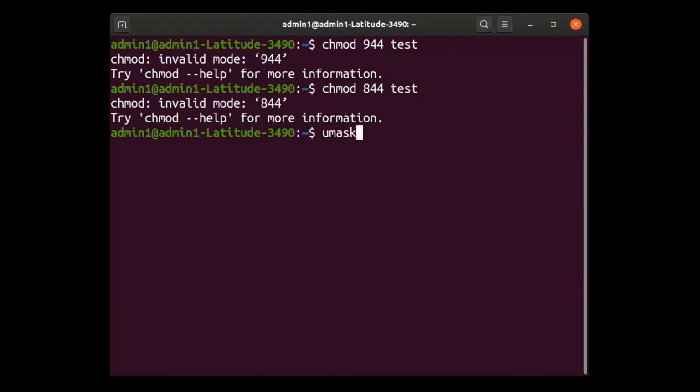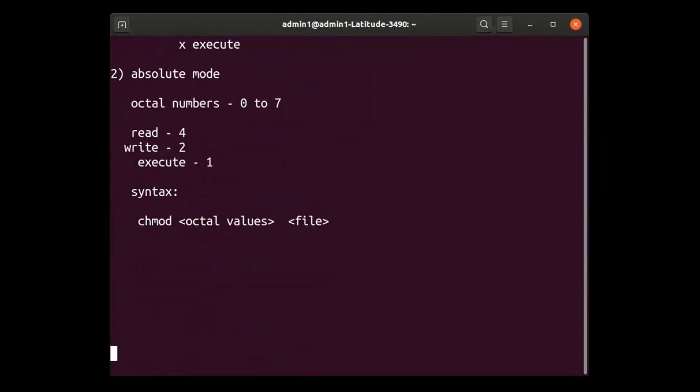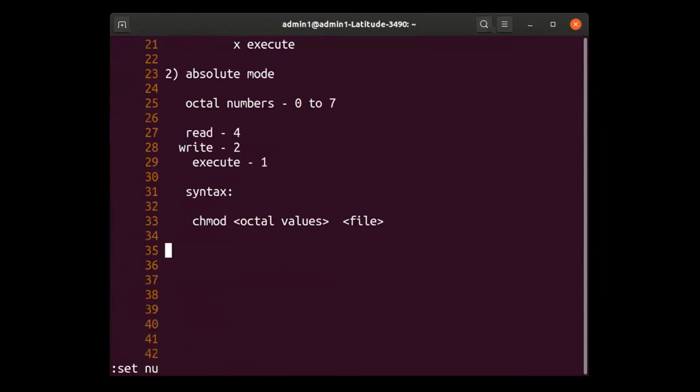The next command, umask, stands for user file creation mask, which is used for determining the default permission for new file creation.